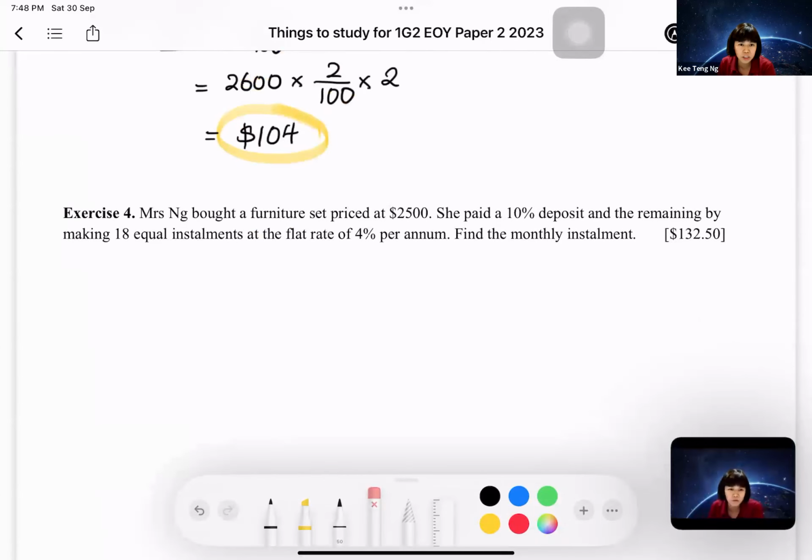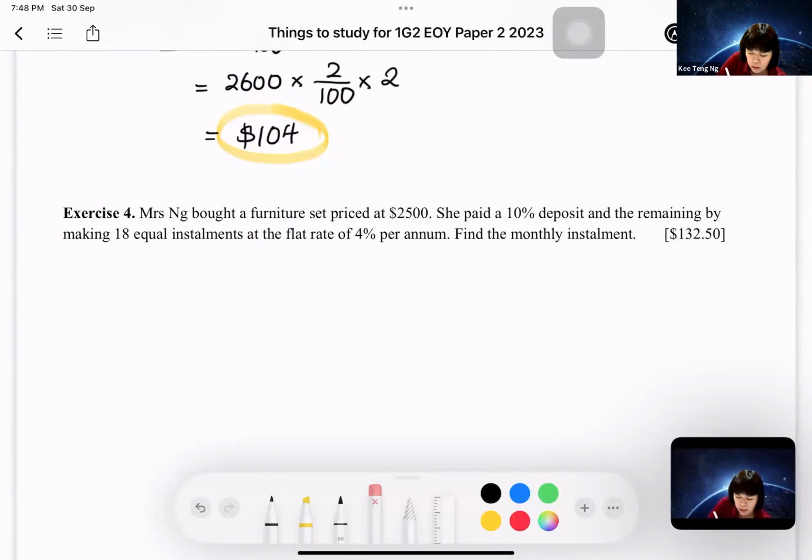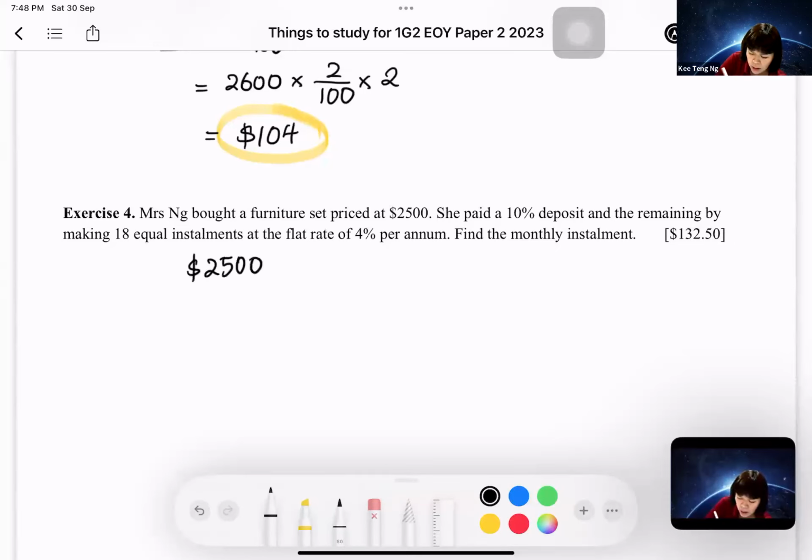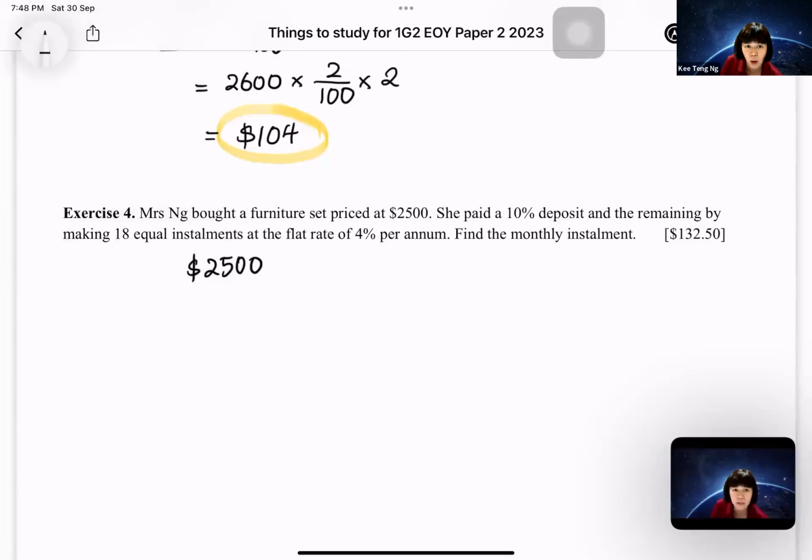Mrs. Ng bought a furniture set. Original price is $2,500. Right? But she didn't pay everything at one go. She paid a deposit. Deposit is 10%. Can you all tell me how to find 10%? 10 out of how many? 100 times 2,500. Okay, can you calculate for me how much this is?